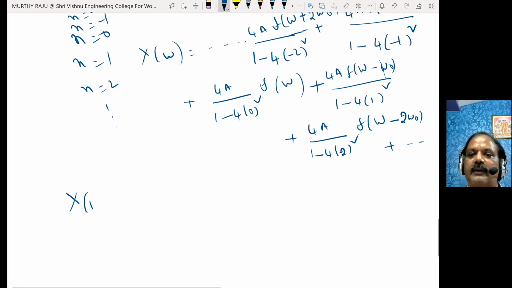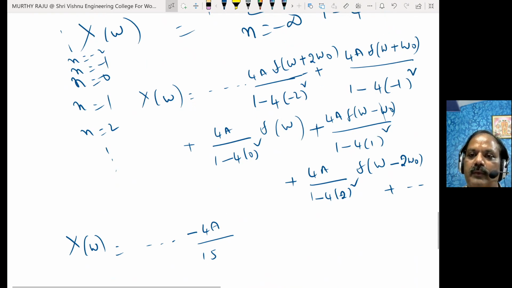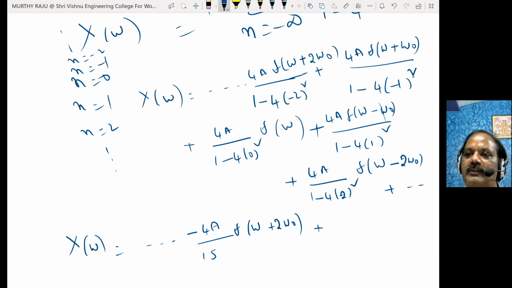Therefore, for n is equal to minus 2, 2 square is 4, 4 into 4 is 16, 1 minus 16 is minus 15, so minus 4a by 15 delta of omega plus 2 omega naught. For n is equal to minus 1, 1 minus 4 is minus 3, so minus 4a by 3 delta of omega plus omega naught.